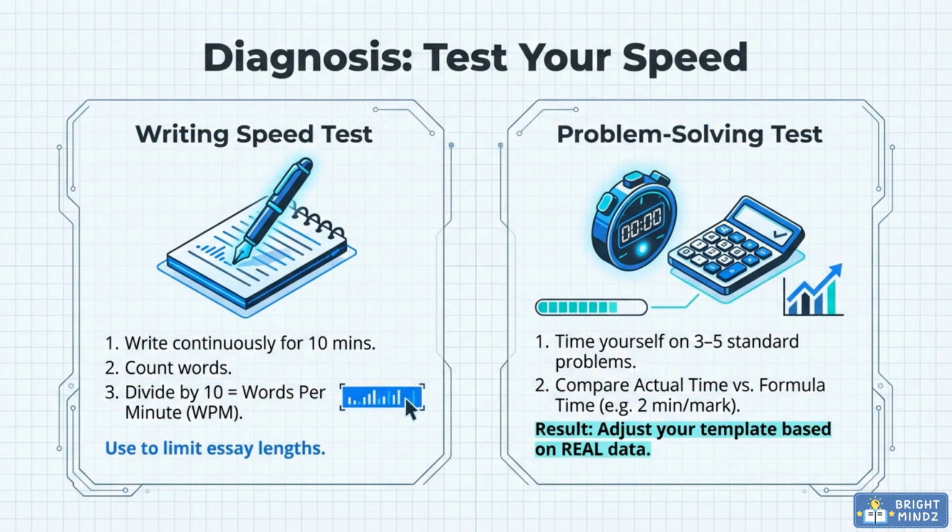To build a realistic time plan, you need real numbers about your speed. Start by testing your writing. Set a 10-minute timer and handwrite nonstop on any topic. Count the total words, divide by 10, and you've got your words per minute. Use that to judge safe essay lengths. Then test problem solving. Time yourself on a few typical questions and compare the time you actually used with your target minutes per mark. Adjust your time templates to match what you discover.